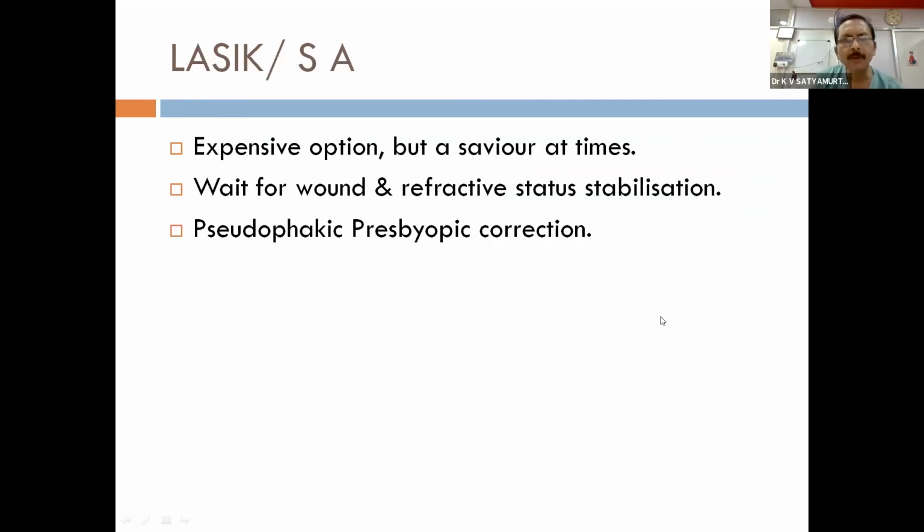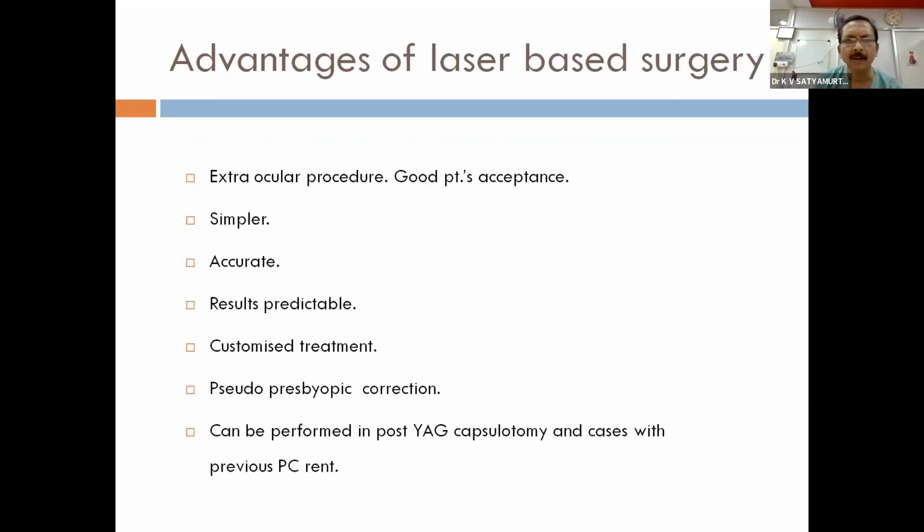One can also use laser vision correction. One can do laser correction in the form of PRK or LASIK, and one has to wait for the wound to heal properly. And then one can also do pseudophakic presbyopia correction with the laser. Now, what are the advantages with that? I'll not go into details of these things. One thing is the results are accurate and highly predictable, and one can do customized treatment. In case the patient has higher aberrations, we can remove those also.